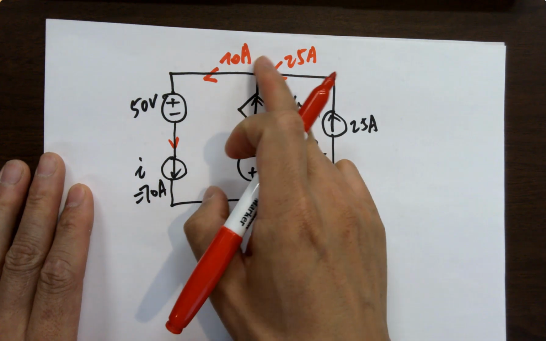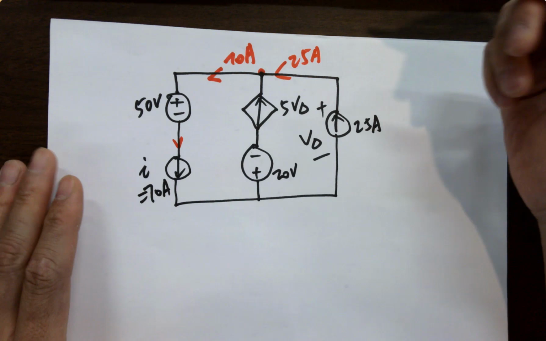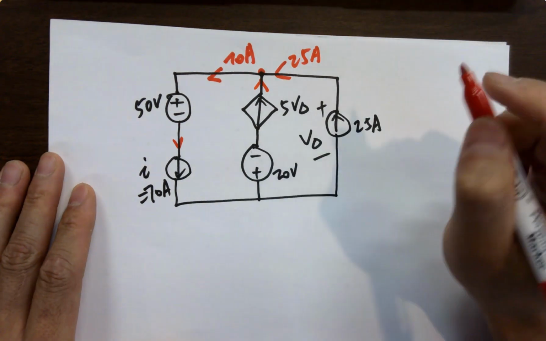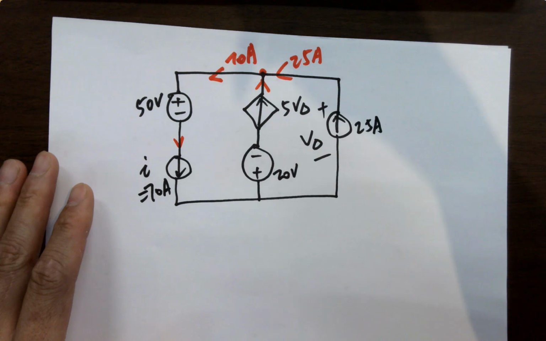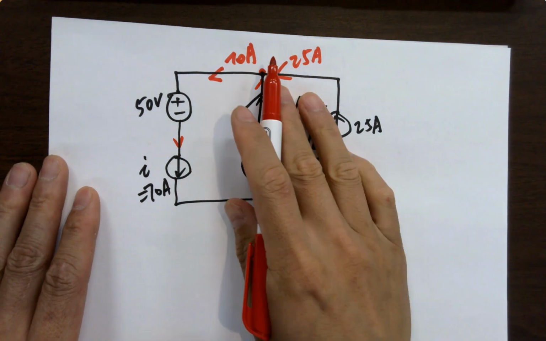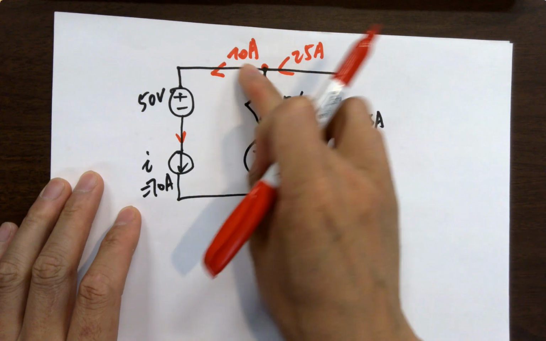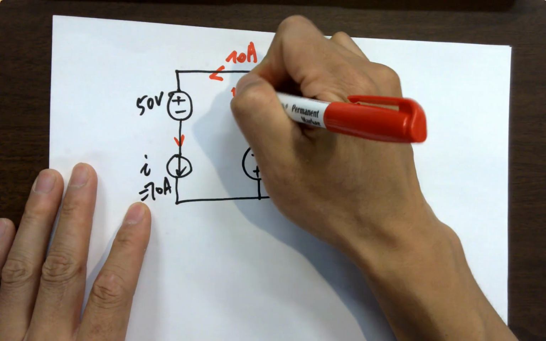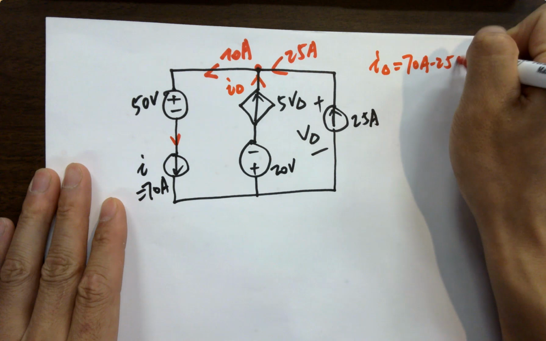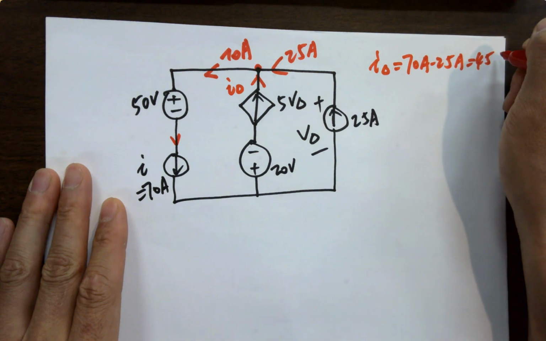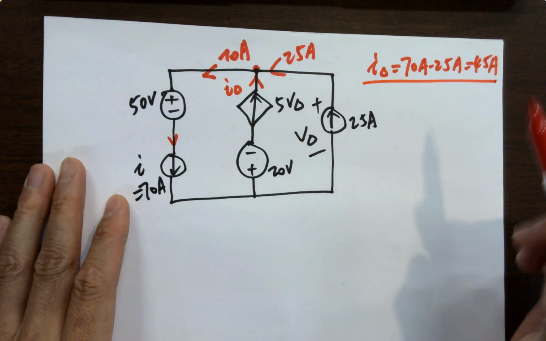Because this is pointing up, we don't have to find a current direction pointing down. It's totally unnecessary. Let's just assume it's pointing up. If you select a direction pointing down, eventually you get a negative current, which is okay. So you have two currents going in and one current going out. Let's assume this is I delta. What is I delta? That would be 70 amps minus 25 amps, which is 45 amps. So I delta is 45 amps.